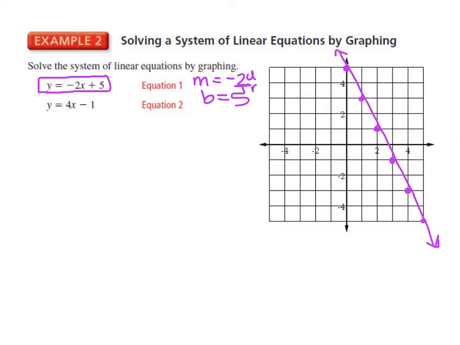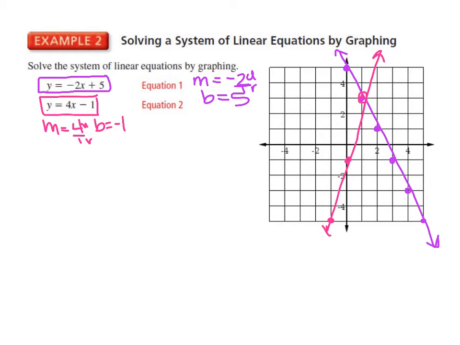Then, in another color here, I'm going to graph my second equation. I know m equals 4 and b equals -1. I put b on my graph first. A slope of 4, or 4 over 1, means I go up 4 and to the right 1. So up 4 to the right 1 lands me right on this point that was already there. I can't go up 4 to the right 1 again, right? So I'm going to go down 4 to the left 1, and put another point on my graph, and then connect those with a straight line, put arrows at the ends.